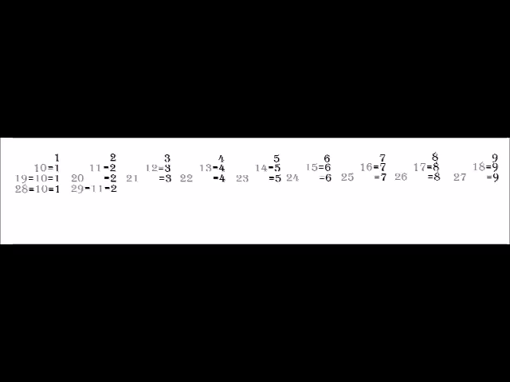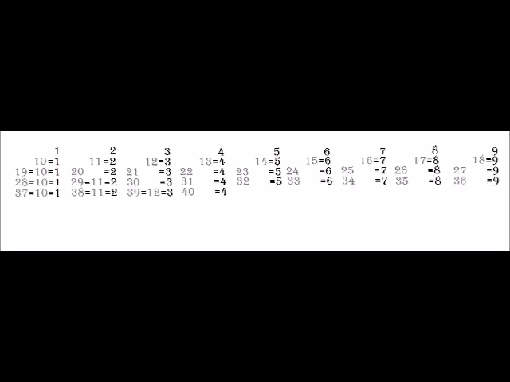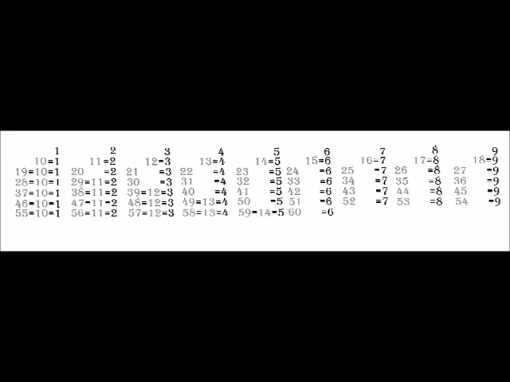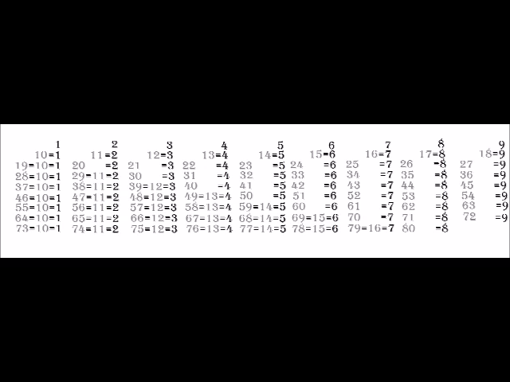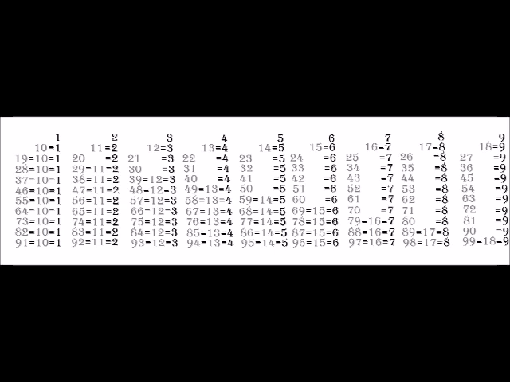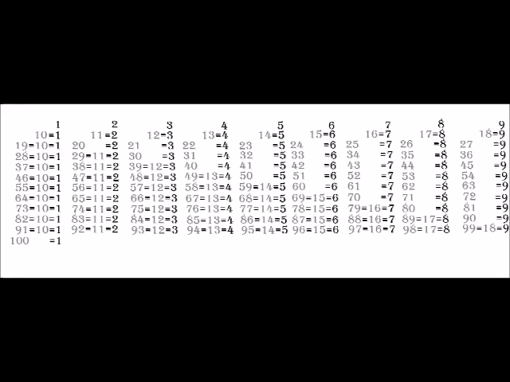Equals 10, 1 plus 0 equals 1, and so on. So that's up to 30, it's up to 40, it's up to 50, 60, 70, 7 plus 0 equals 7, as you can see it's just carrying on, 80, 90, 99, 9 plus 9 equals 18, 1 plus 8 equals 9. So 100 is next, 1 plus 0 plus 0 equals 1. Just stick that one in there then.